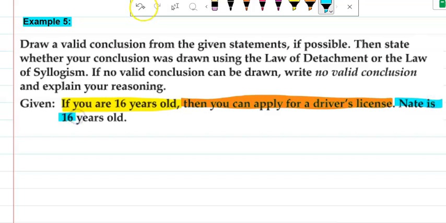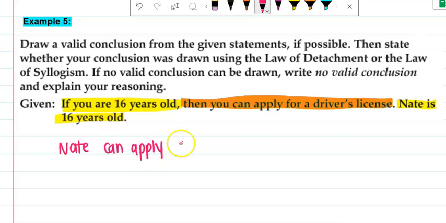Nate is, oh, no, not blue. That's not a new one. That would go with our yellow, right? Nate is 16 years old. So hopefully you're noticing that this statement does have repetition in the sense that we're talking about a 16-year-old, but it's not back to back like in our law of syllogism. So hopefully we could reason, right? If Nate is 16, it follows the beginning of the first statement. He's 16 years old. So then we can say our conclusion can be that Nate can apply for a driver's license.